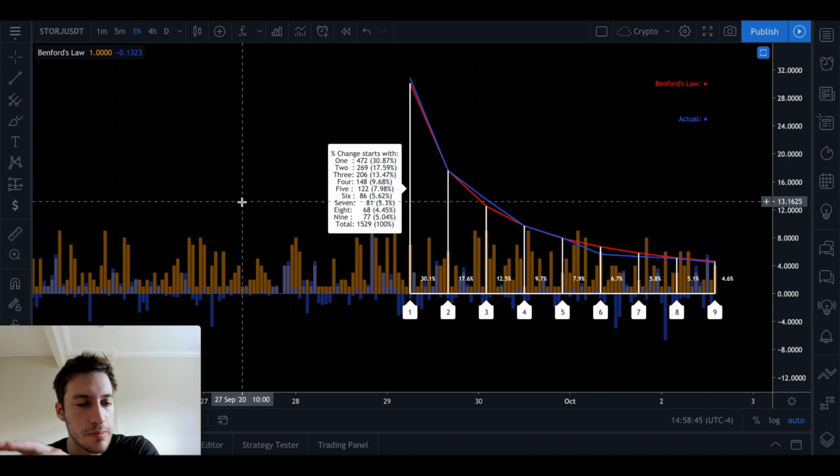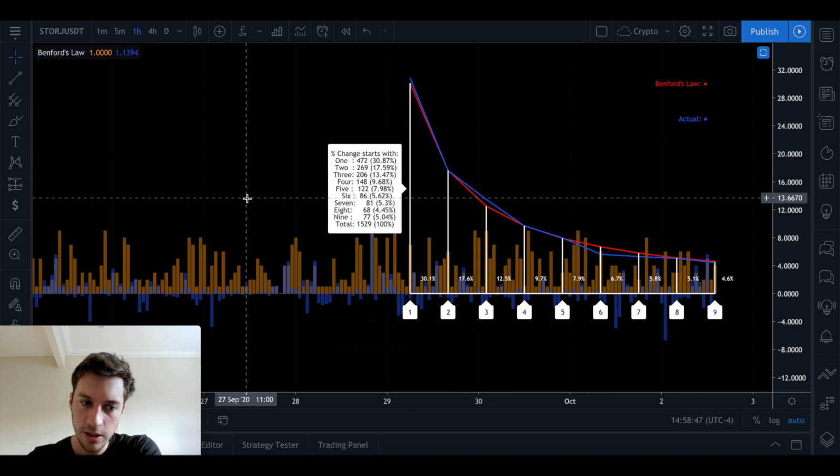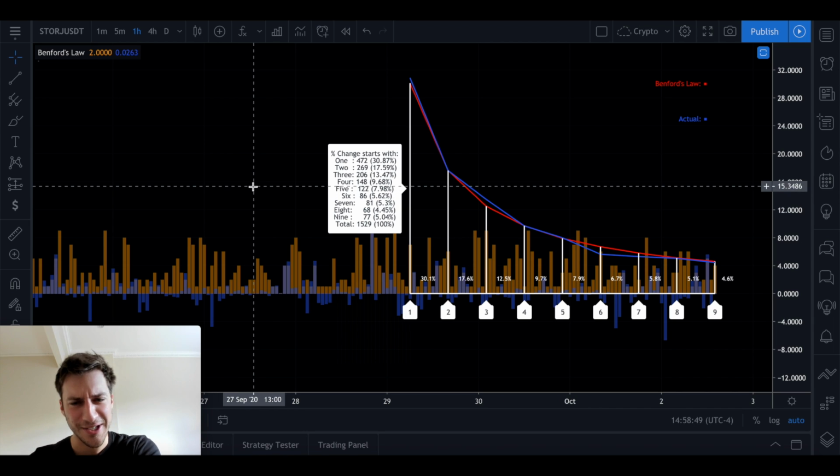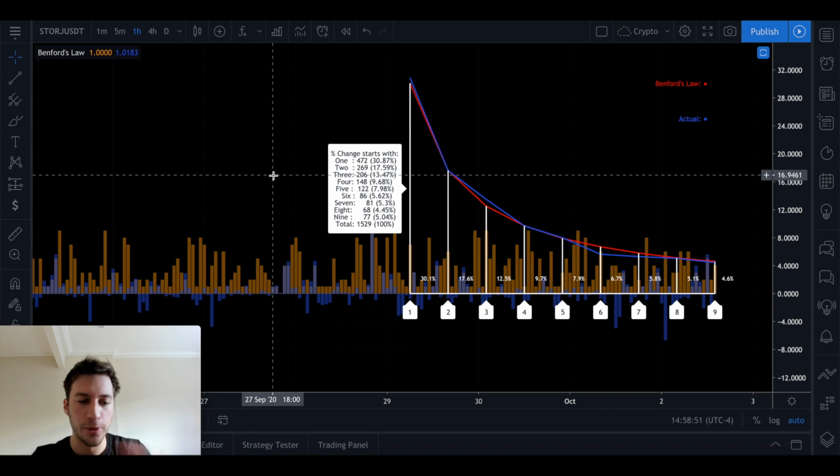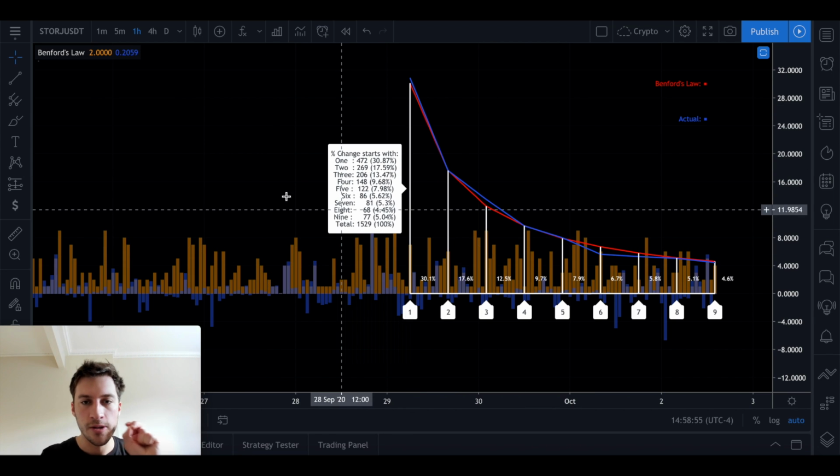And that's why I'm obsessing over this for this episode on my YouTube channel. I think it's really, really cool that I can put in any cryptocurrency and see if the leading digit follows Benford's law.